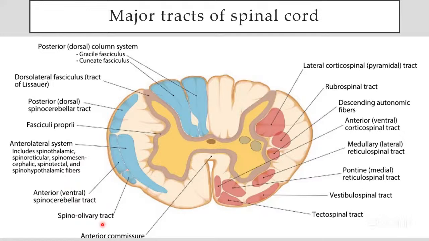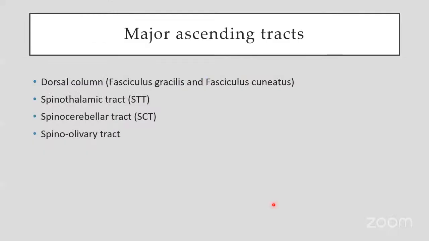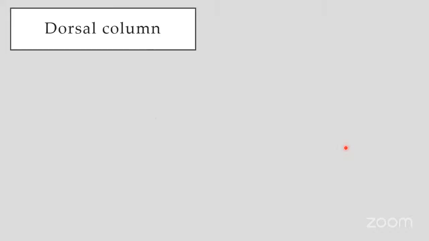And the spino-olivary tract arises from the input of the joint position proprioception to the anterior horn cells of the spinal cord and relates to the inferior olive and the cerebellum. The major ascending tracts are dorsal column, spinothalamic tract, spinocerebellar tract, and spino-olivary tract.